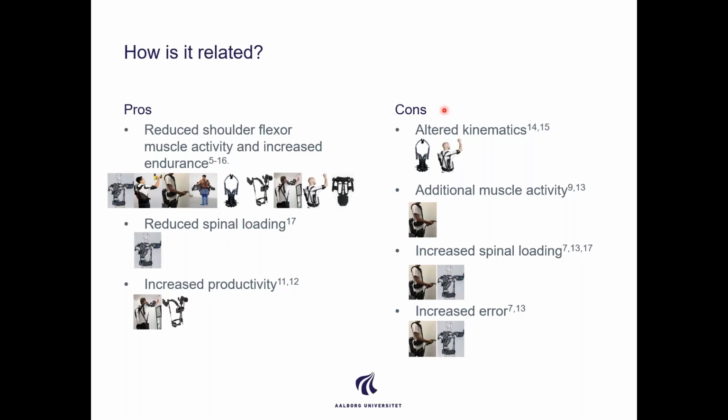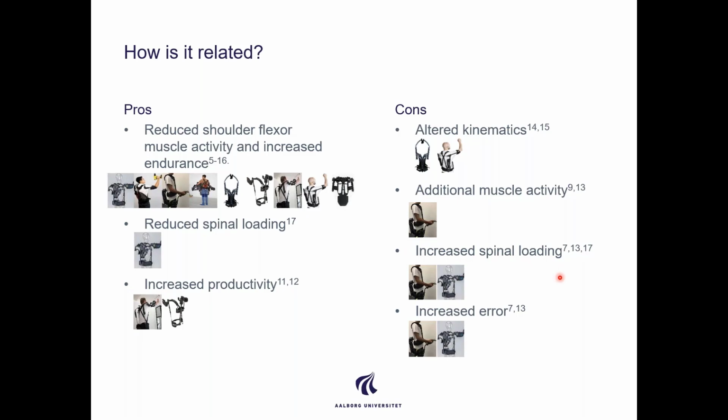Others, however, on the other side, we have some consequences that we have to be aware of. For instance, we see altered kinematics. So when people are performing a task with an exoskeleton, we can actually detect change in the motion and the way of performing the task. And we also see additional muscle activity being recruited, which is usually at the erector spinae muscles and the internal obliques from the extra mass that you are carrying when you're carrying the device. Some studies also indicate that we can have increased spinal loadings in some cases.